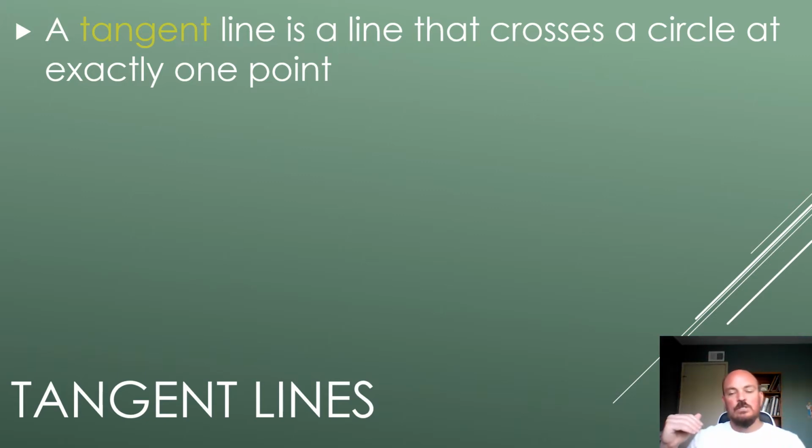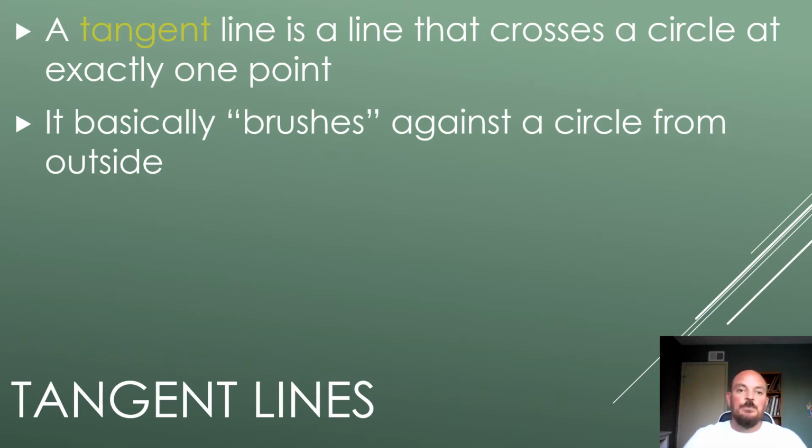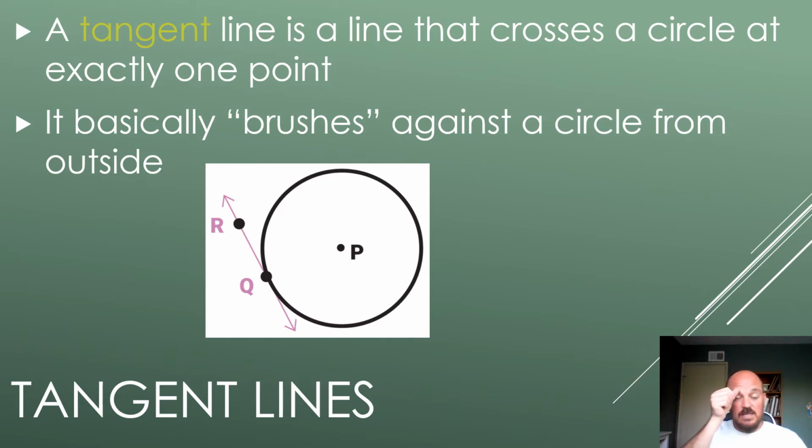So it can't cross through the middle of the circle because then it would touch the circle twice, once again on the way out. So basically a good way to think of it is a tangent line is on the outside of a circle, but it just barely brushes up against the circle, so it touches it at exactly one point. Kind of like this.